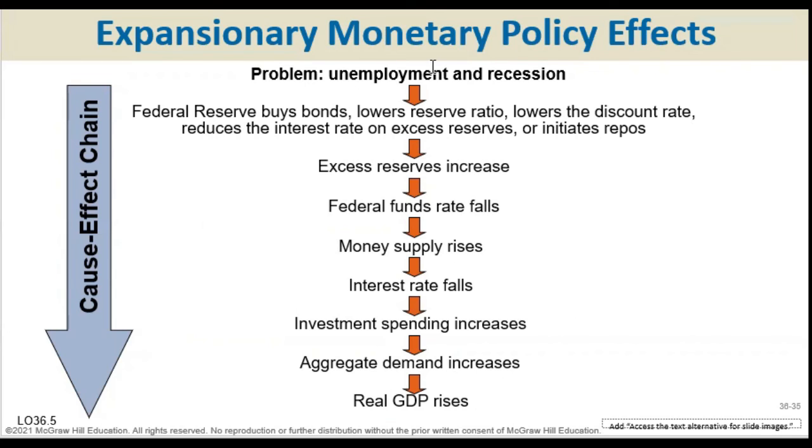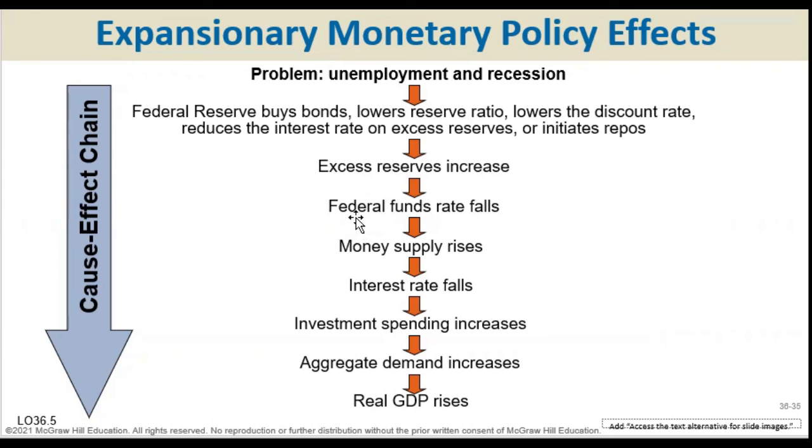Okay, so the problem is unemployment, a recession. The Federal Reserve can buy bonds or securities, lower the reserve ratio, lower the discount rate, reduce interest on reserves, right? Or initiate a repo. Right, so doing all these things, the excess reserves of the commercial banks will increase, right?